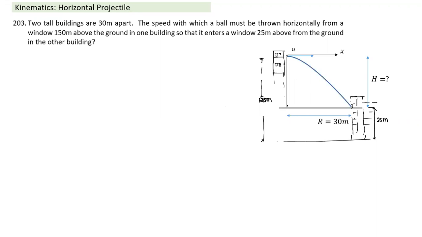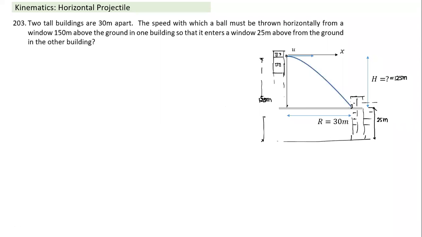So from this height, what is the vertical distance it falls? It starts from a point which is 150 meter above the ground. It enters a window which is at 25 meter. It means the height has to be equal to 125 meter. That's all. Height is equal to 125 meter.